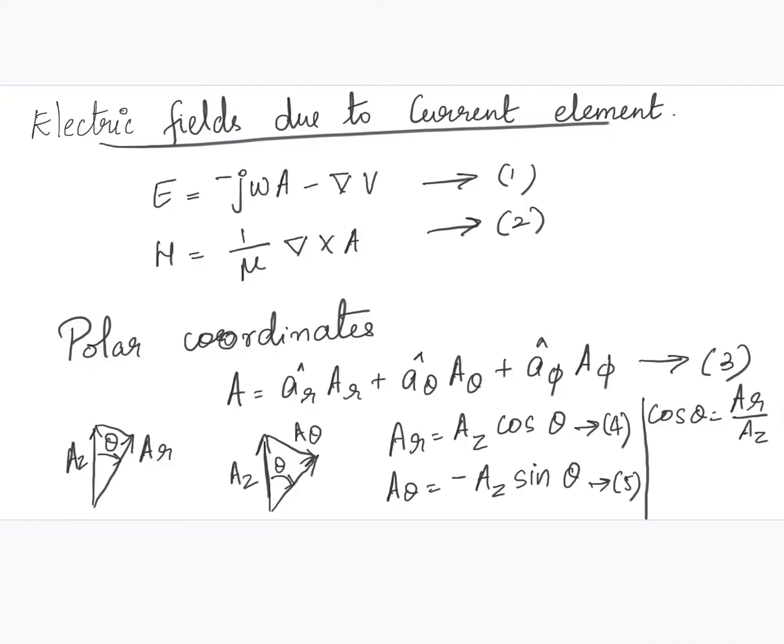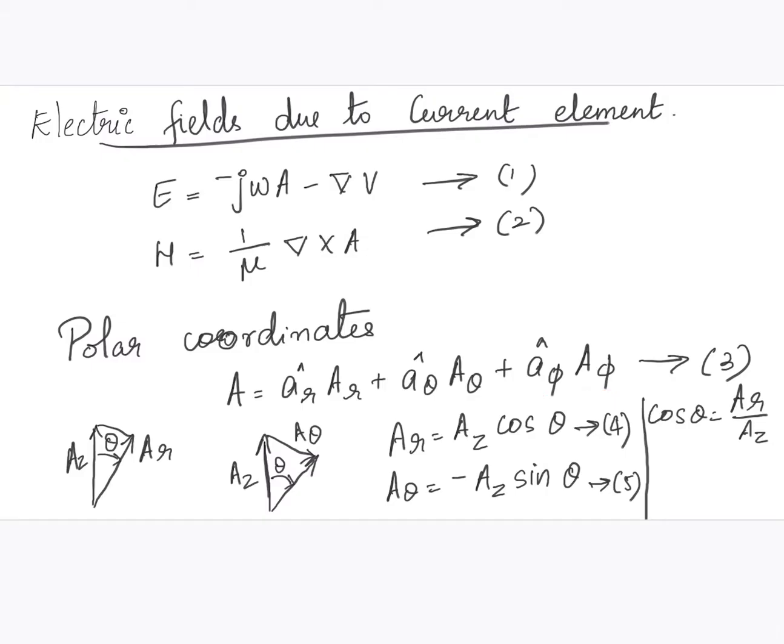E is equal to minus j omega A minus del V, and H is equal to 1 by mu del cross A. Now when we are representing the vector potential in terms of polar coordinates, A is the general equation, that is in terms of r, theta and phi, it can be written as A_r a_r cap plus A_theta a_theta cap plus A_phi a_phi cap.